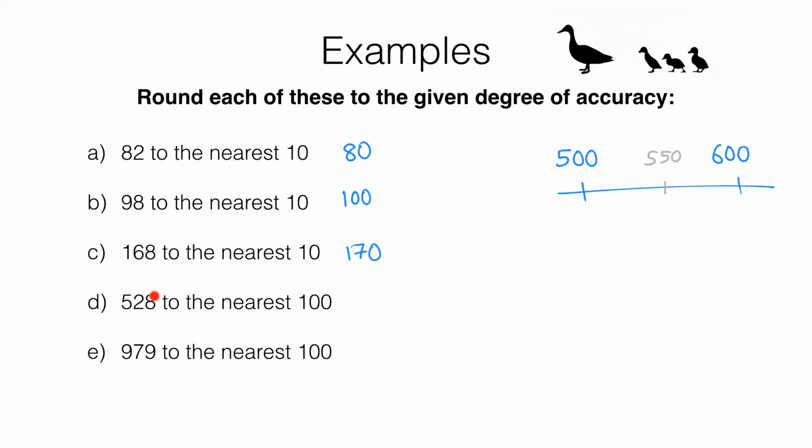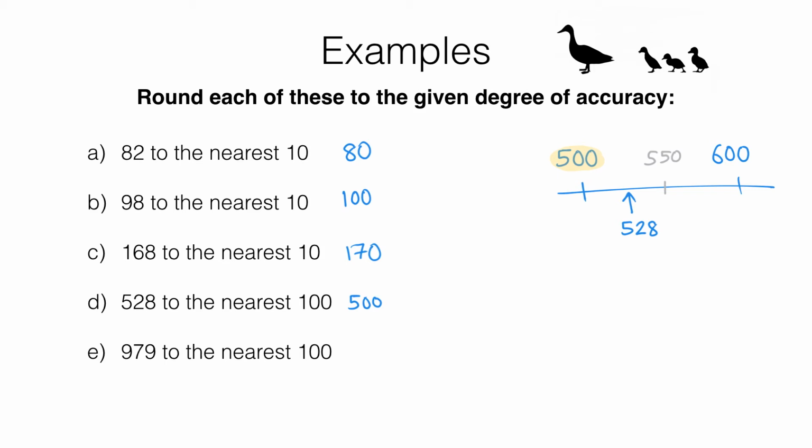Now, where is 528 on this number line? Well, it's in between 500 and 550. It is somewhere around here, and that means it is closer to 500 than 600. So 500 is the closest number in the 100 times table to 528. So 528 rounds to 500.